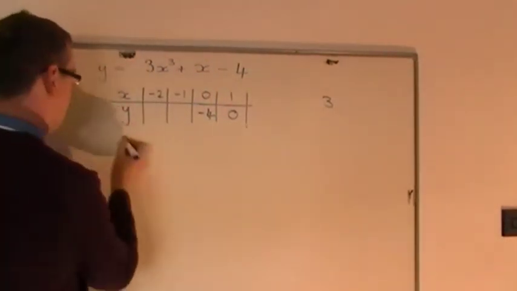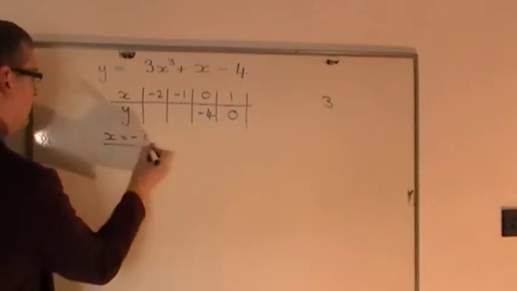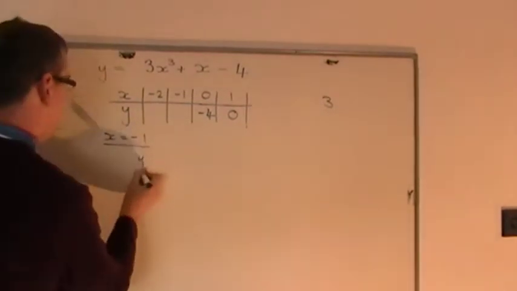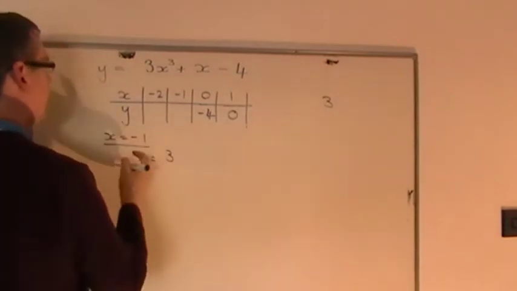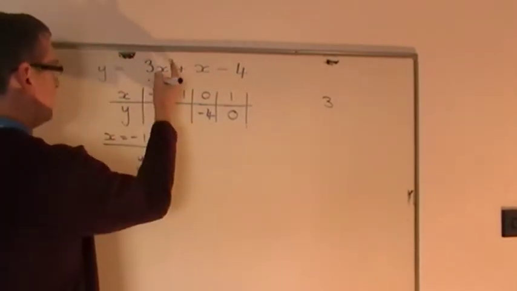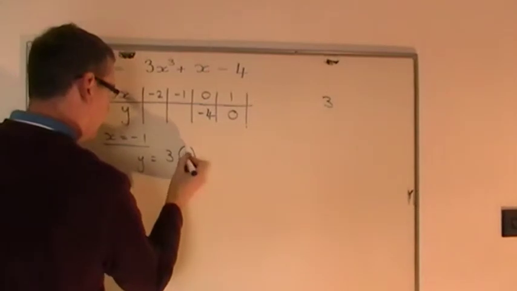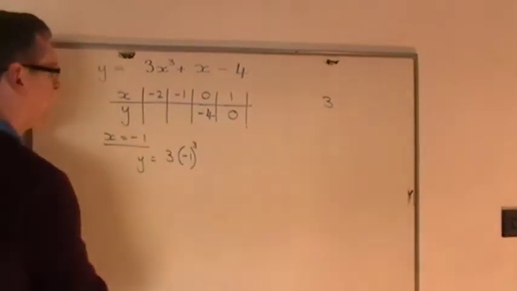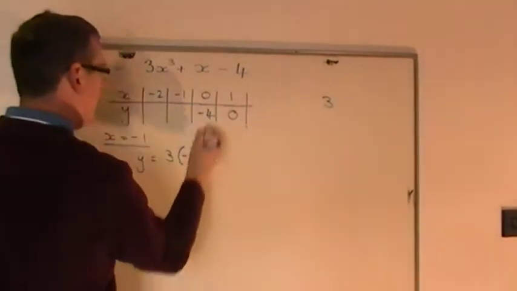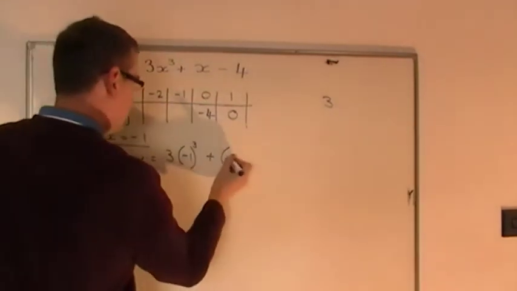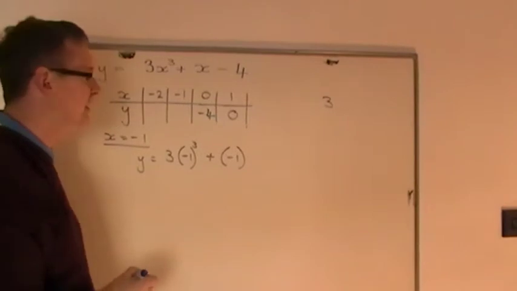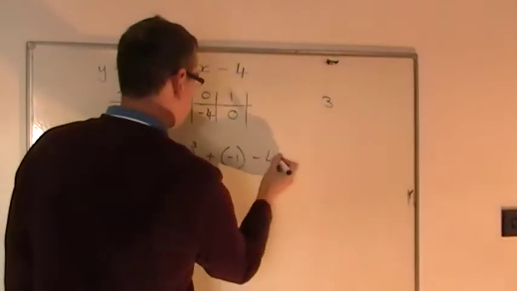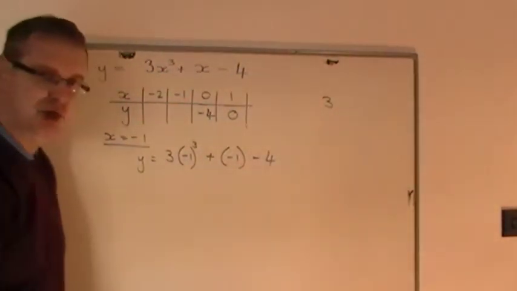Let's try x equals minus 1. Now for this one I'll write down the working out. So y will be equal to 3 lots of, and then you get the minus 1, and minus 1 is being cubed. So I'll put the minus 1 in a bracket, and I need to cube it. Plus, and then I've got x. Well, x itself is minus 1. So put the minus 1 in a bracket. Take away 4. So that's the calculation you need to work out.